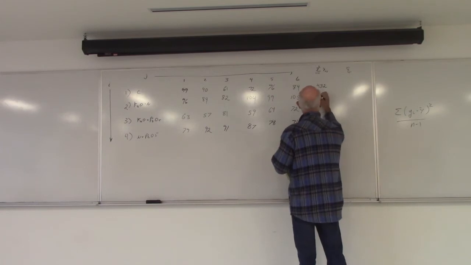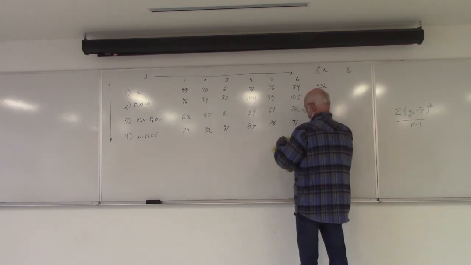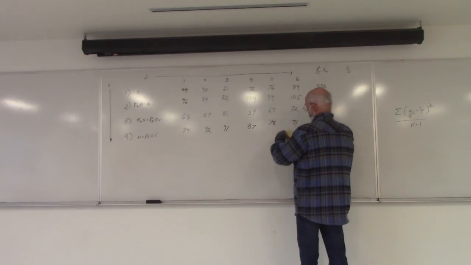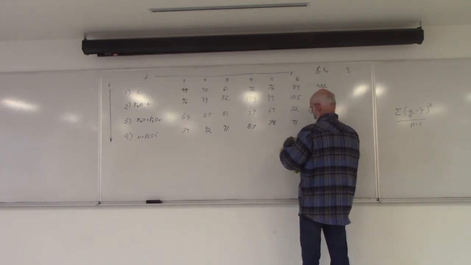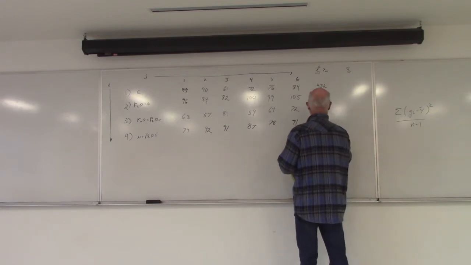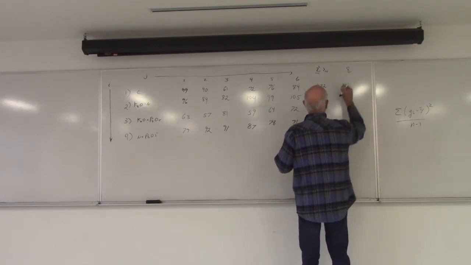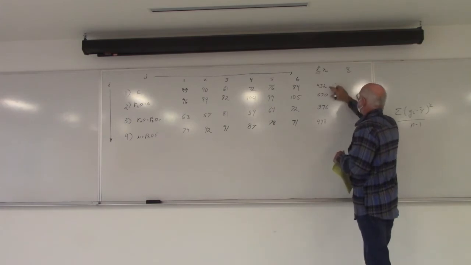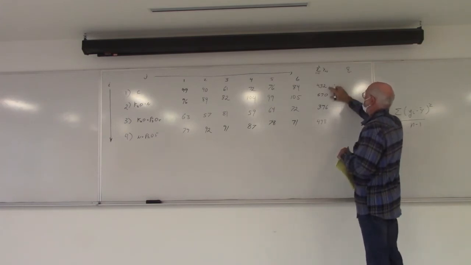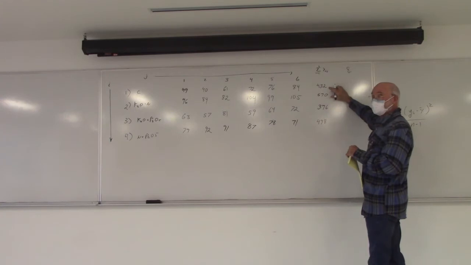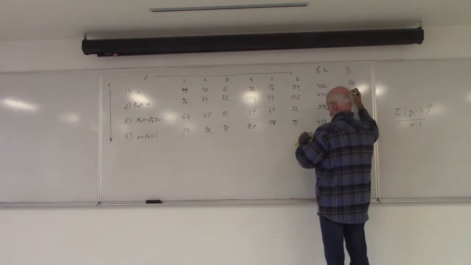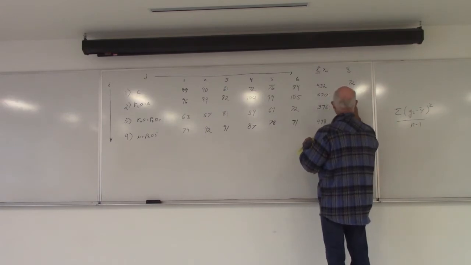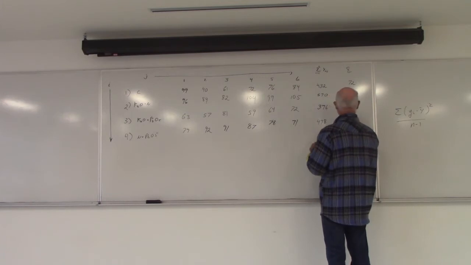Here I've got 570. Here I've got 396. And here I've got 498. And then, how am I going to get yi dot bar? That's going to be 432 divided by 6, right? That's 72, 95, 66, and 83.